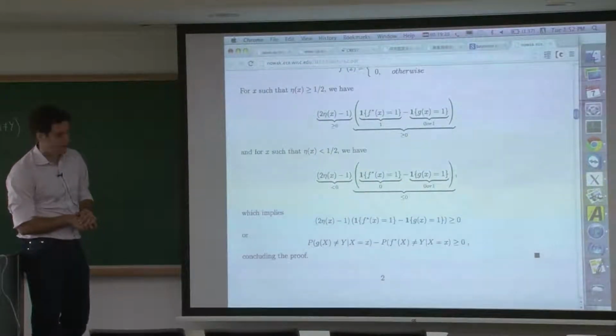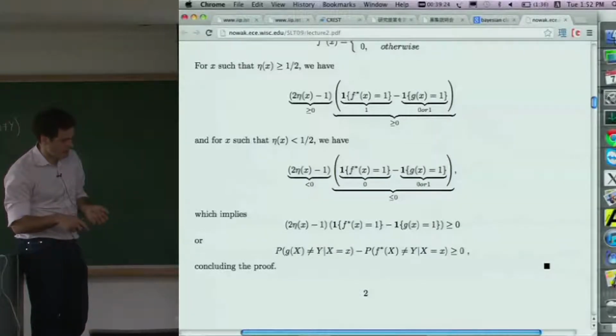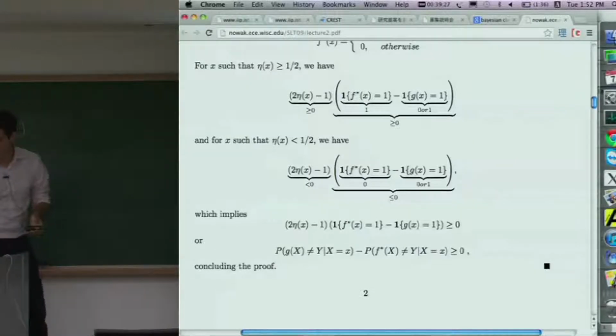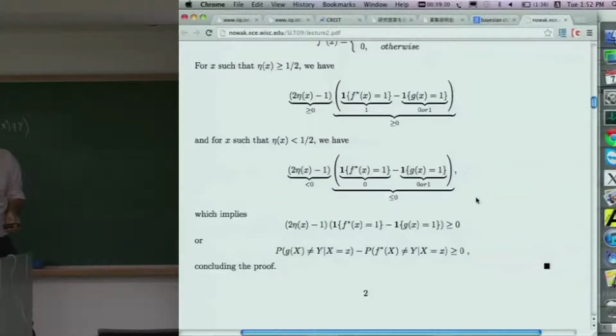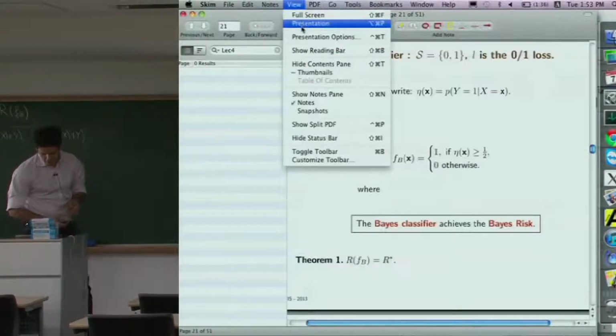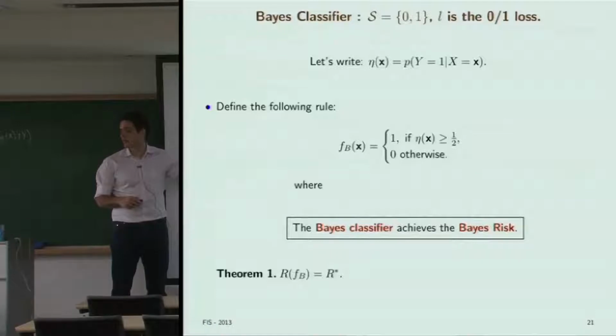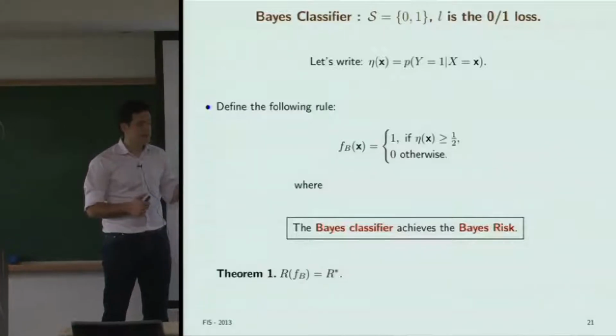is non-negative. So when you sum it up, you get a non-negative quantity. So basically, if you know the probability, you can compute this p of y equals 1 knowing x equals x. So we can compute the conditional probability. And this is enough to give you the best possible classifier. Okay.